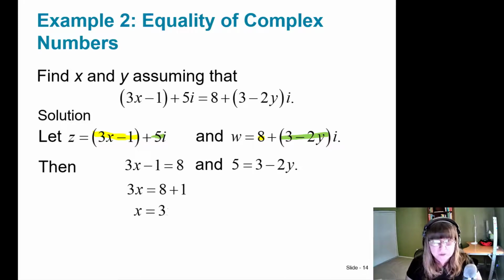3x equals 8 plus 1. x must equal 3. And likewise, for the y, 5 minus 3 equals negative 2y. 5 minus 3 is 2. Divide by negative 2 and we get y equals negative 1.